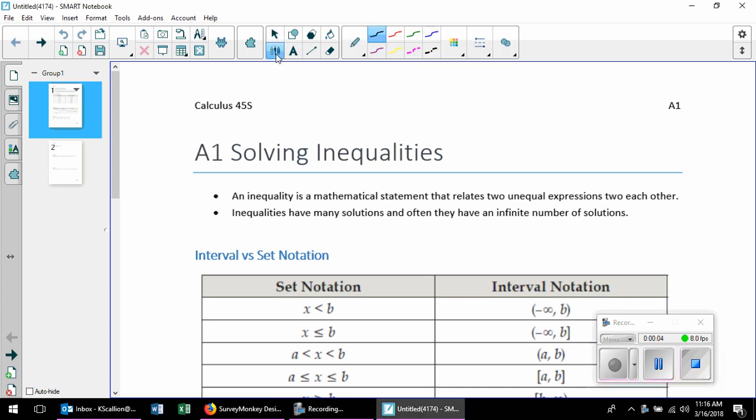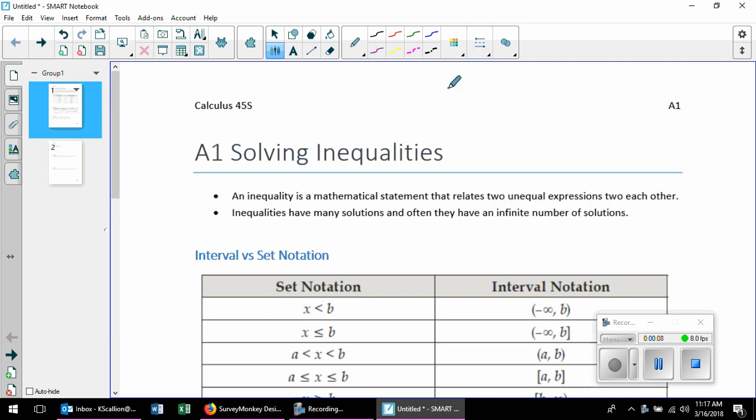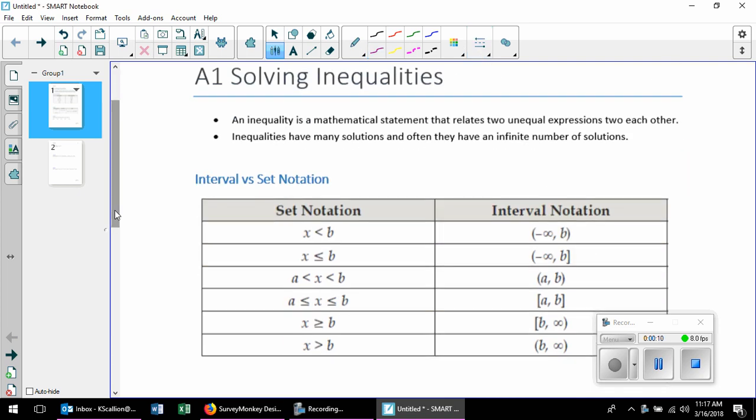Solving inequalities. Grade 11, pretty common, good times. So inequalities are mathematical statements that relate two unequal expressions to each other. Inequalities have many solutions. So it's not just x equals 2, maybe x is greater than 2, and there's a bunch of solutions, right? 2.5, 3, 9, 10, all of those are included.